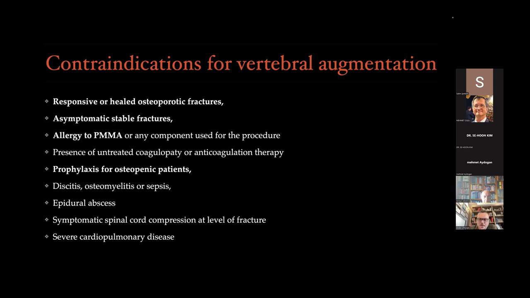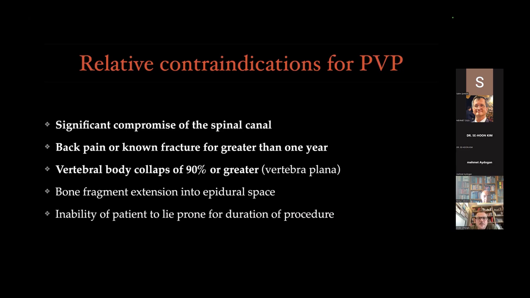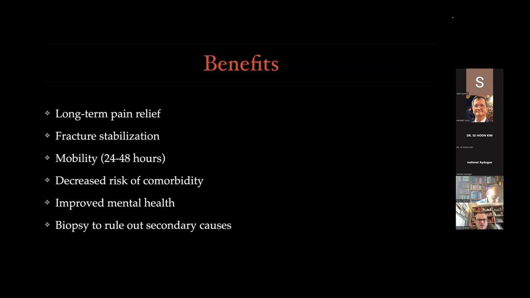And also other things. There are relative contraindications for vertebral augmentation: significant compromise of the spinal canal, back pain or known fracture for greater than 1 year, vertebral body collapse of 90% or greater, which we call vertebra plana, bone fragment extension into epidural spaces, and inability of patients to lie in the prone position during the surgery.